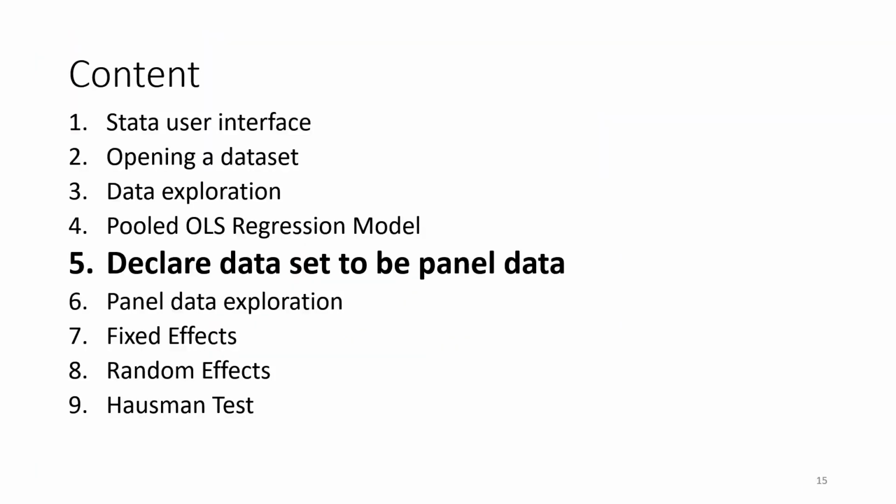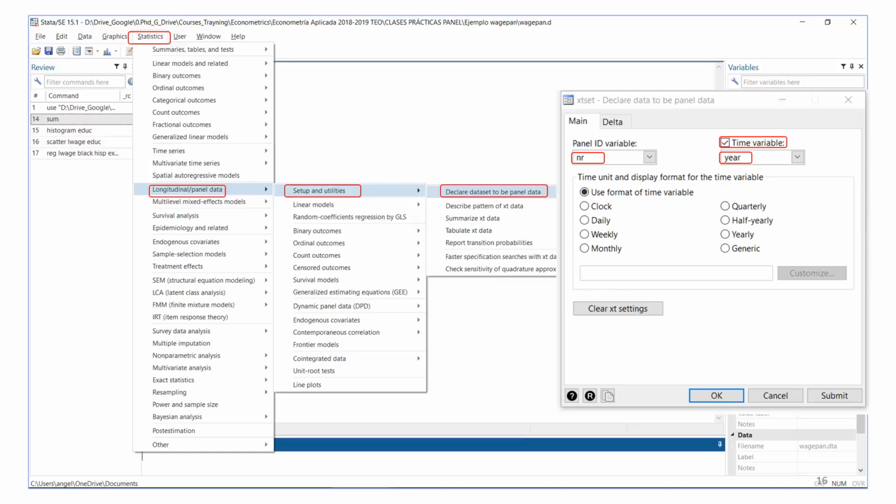In this section 5, what we're going to do is to declare a data set to be panel data. The reason is that sometimes Stata doesn't know that we are using panel data, or it stops recognizing the data set as panel data. This is why I want to stress this here. If you want to do that, first you go to Statistics, then Longitudinal panel data, then Setup and utilities, and then Declare data set to be panel data.